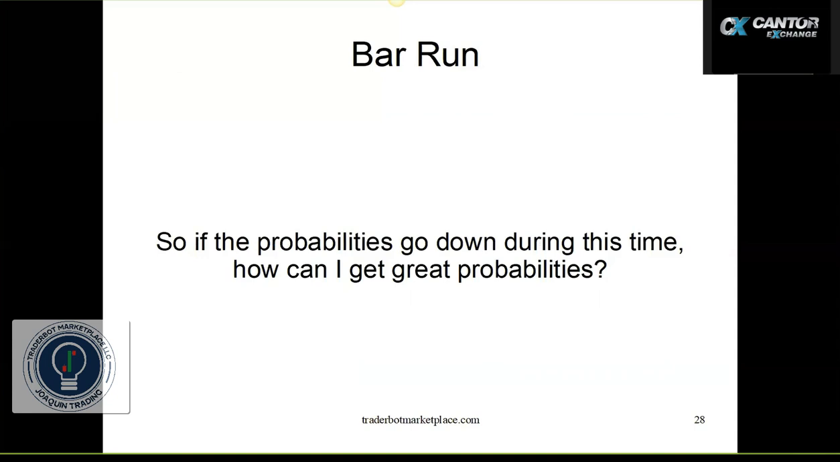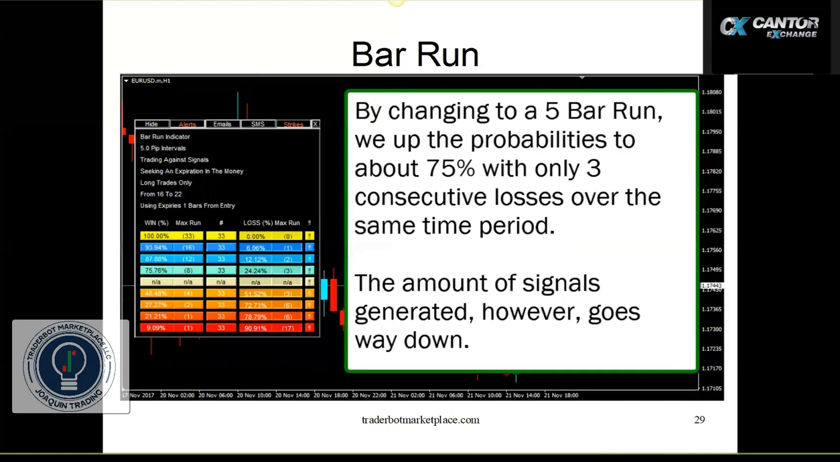So if the probabilities go down during this time, how can I get great probabilities? Well, if you're looking at a 3-bar run, try to look for a 4-bar or a 5-bar run instead. By changing to a 5-bar run, we up the probabilities to about 75% with only 3 consecutive losses over the same period.